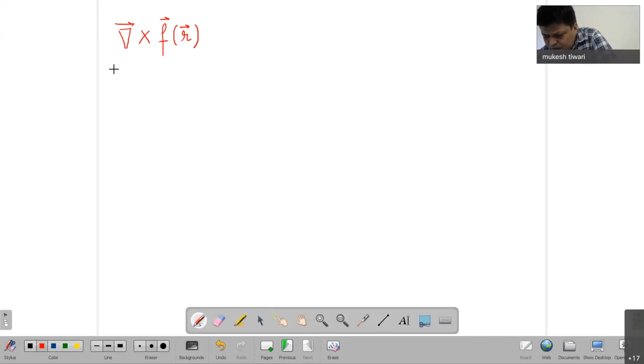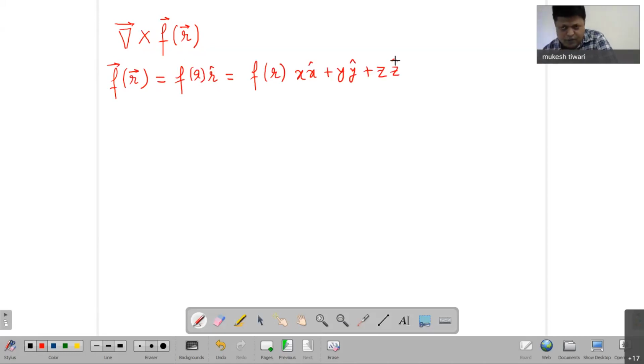So this f of r of this field, I'm going to write as, so this part we have already written earlier. Now for the unit vector r, I'm going to write x hat plus y hat plus z hat, and you divide it by the magnitude. So that part, let's just simply write it as r, where this r is the magnitude, the square root of x square plus y square plus z square.